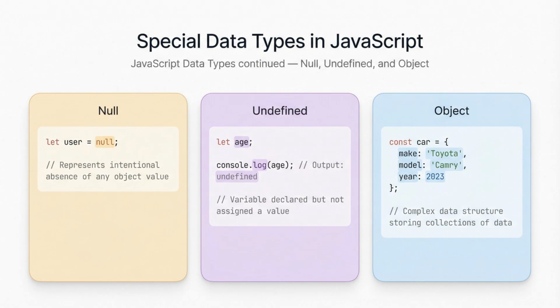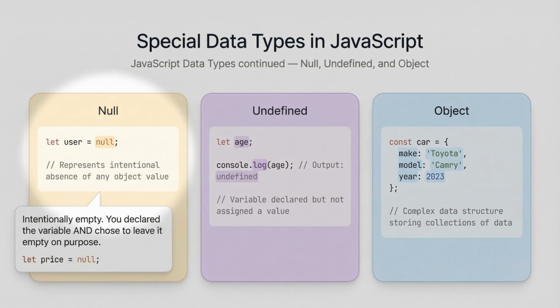Beyond the basic types, JavaScript has three more that often confuse beginners: null, undefined, and object. Each one has a very specific meaning, and mixing them up is one of the most common sources of bugs for new developers. Let's break each one down clearly.